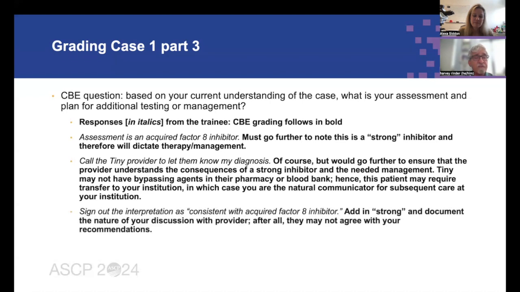And finally, when they sign out the interpretation, I completely agree. The only thing I might do is add in that it's a strong inhibitor, and of course, document the nature of your discussion with the provider. After all, they might not agree with your recommendations, and it's important to have that as part of your documentation. Oh, Dr. Siddon gave them only an 80% on this one. Okay, I think I'd agree with that. Still, very, very good assessment by our trainee in all areas of competency.